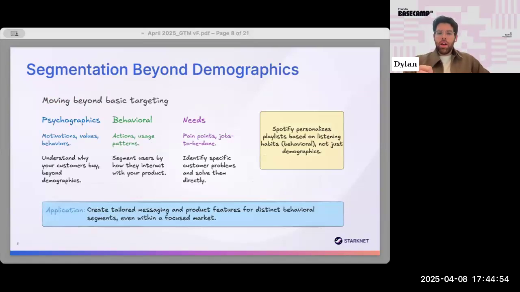So you can have ideas focused on exploring their motivations, values, and behaviors that actually drive their decisions. You have behavioral focus on actions and usage patterns. And you have needs-based segmentation that focuses on specific pain points. For your startup, you should be asking what behaviors identify your best customers? What psychological needs drive their purchasing decisions? These are insights that you need to have to predict the customer value better than any other demographic data that you can get.